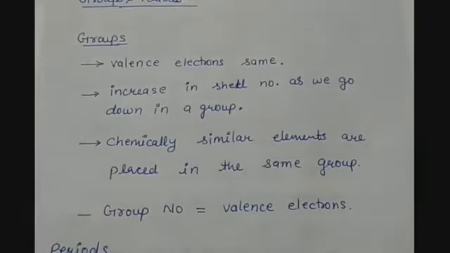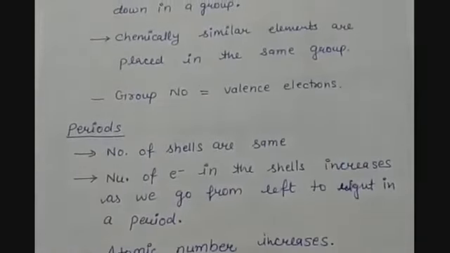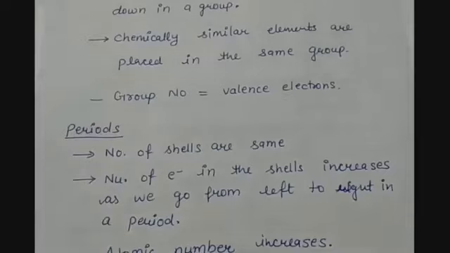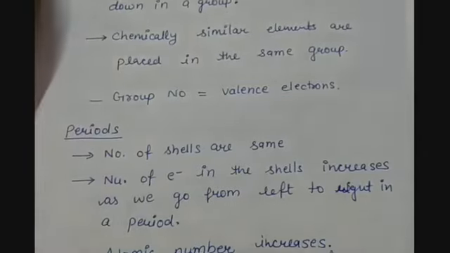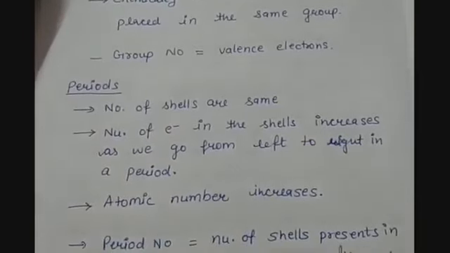And what were the characteristics of period? The horizontal rows present in the periodic table are called periods. We have 7 periods in total. And what is special about the periods? That the number of shells are same. Only the number of electrons in the shells are increasing as we go from left to right in a period. And why it is happening? Because atomic number is increasing, on which the modern periodic table is based.